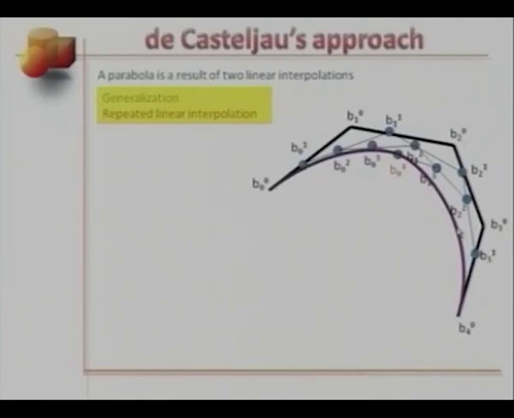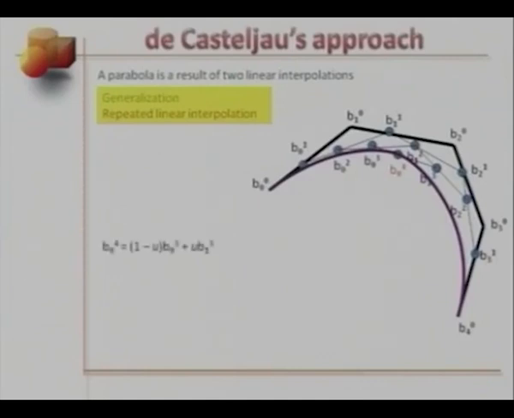This curve here would be very similar to a parabola that we have seen before, and this curve will pass through the first point and the last point as a result of repeated linear interpolation. Also, the first line segment, the last line segment, and this line segment over here, they all will be tangent to it. Very similar to what we had seen in case of parabola.